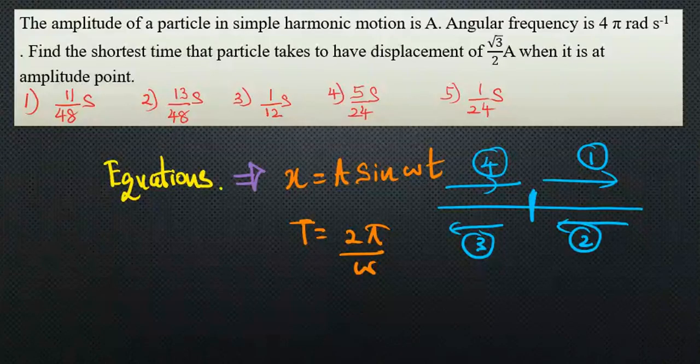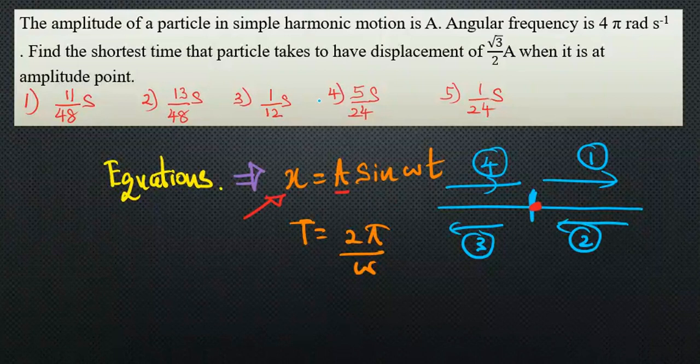Our first equation is x equals A sin ωt. Here x is the displacement from the center, and A is the amplitude. There are 4 phases for a simple harmonic motion: 1, 2, 3, 4, and it comes back to the original position. And the time period T equals 2π/ω. Using these two equations, we are going to find the answer.